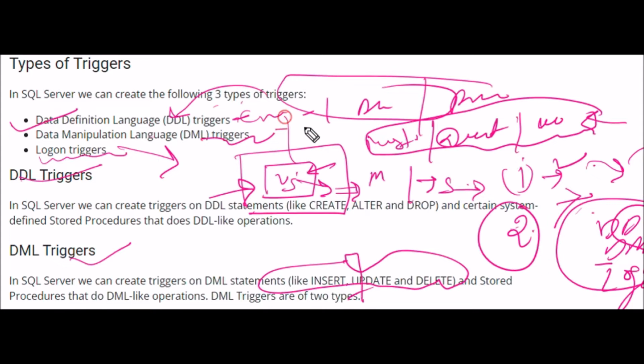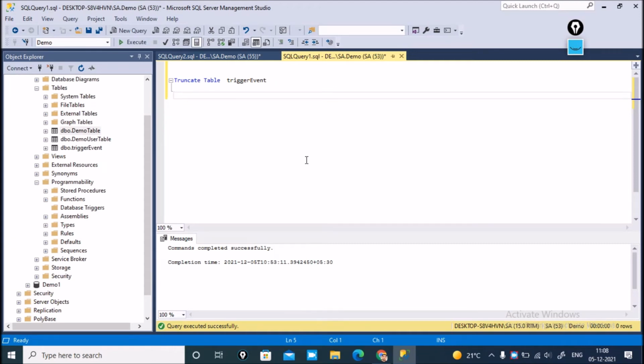So let's start now. We will try to explain with an example how triggers work. Let's start. Today I will explain DML triggers, that means whenever we insert data inside any table, how the trigger works.